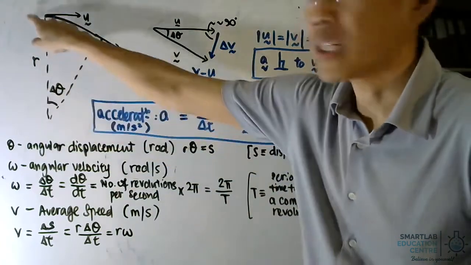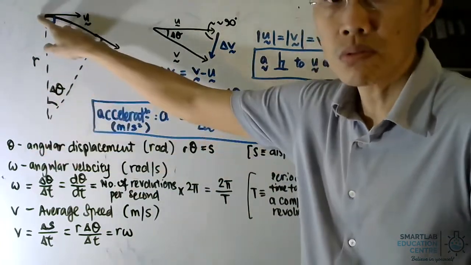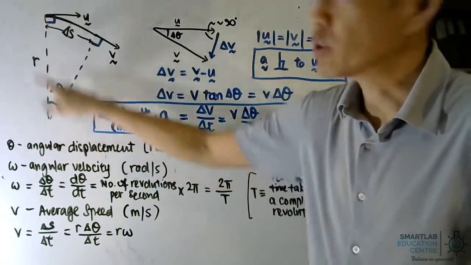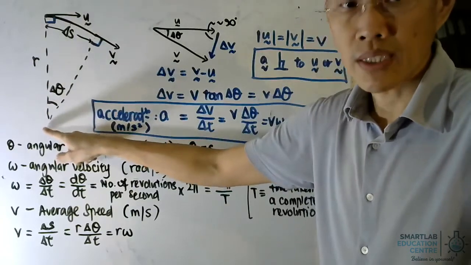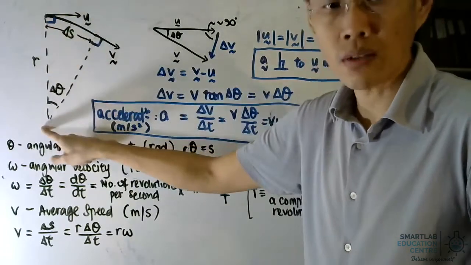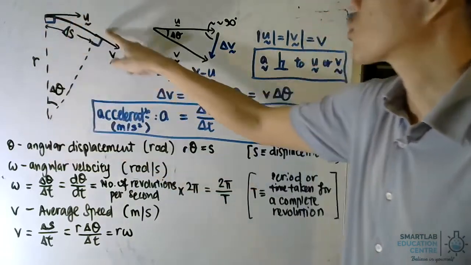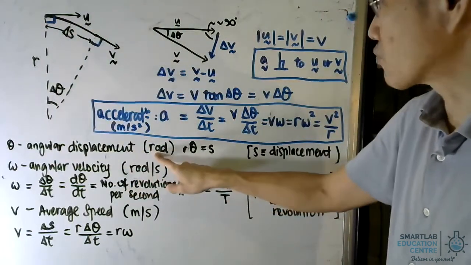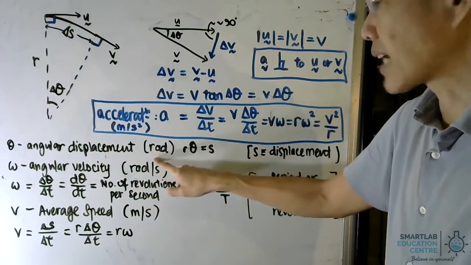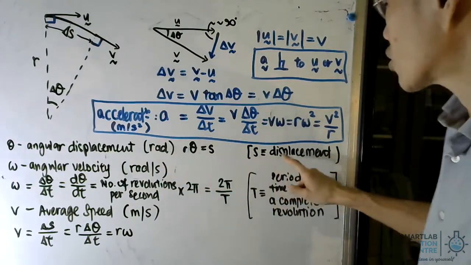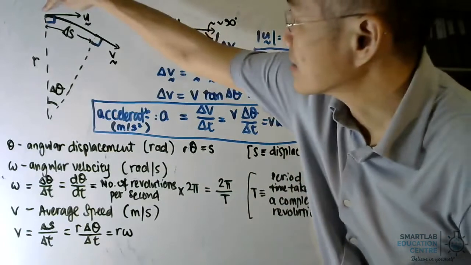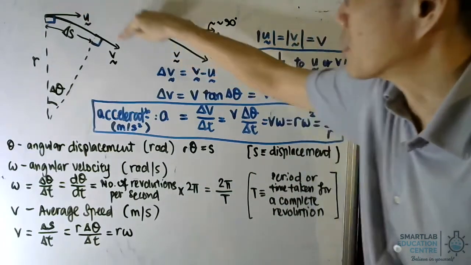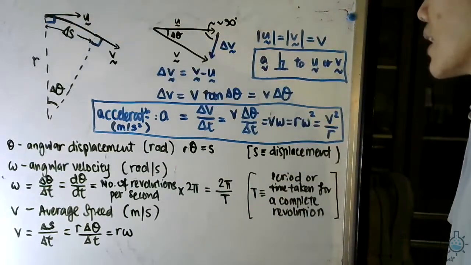In this diagram here, we have shown an object in circular motion that moves through a small angle, delta theta. The unit for angular displacement is radian, and it is dimensionless. And its relationship to displacement, in this case the displacement of the circular motion, which is along the circular arc.